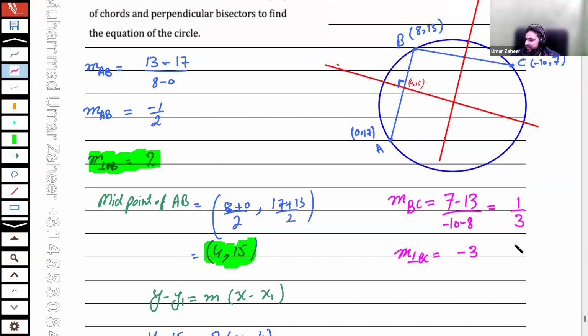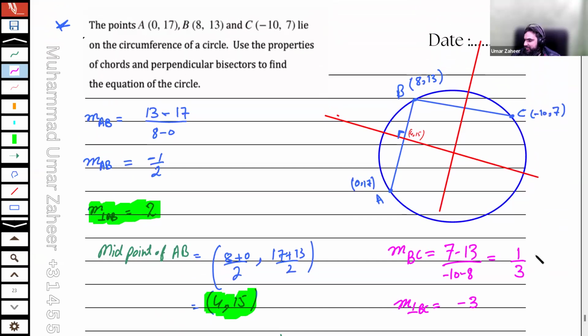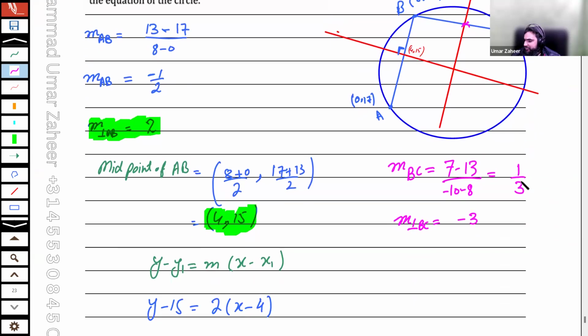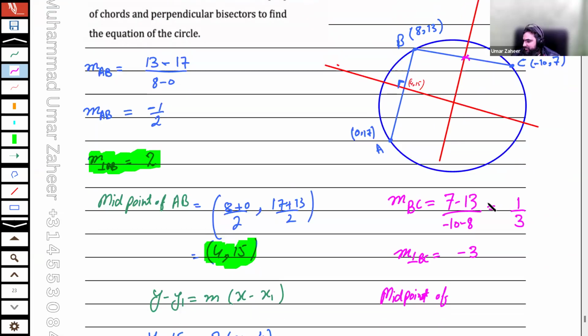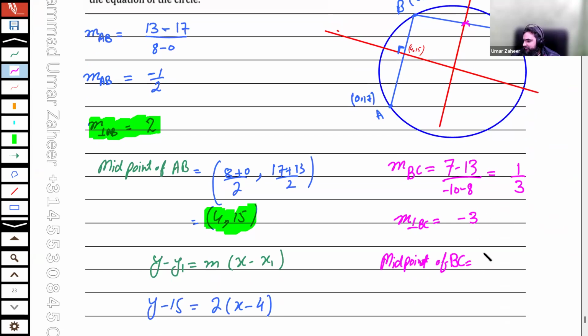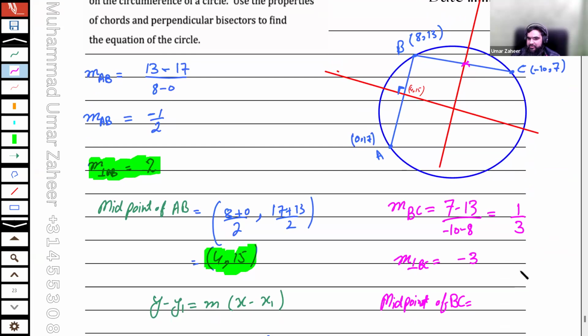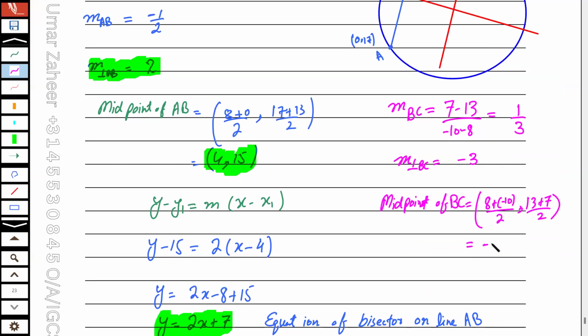Now I need to find the point. This means that I need to find the midpoint of the line BC. That will be equal to 8 minus 10 divided by 2, 13 plus 7 divided by 2. Yes, that will be equal to minus 1 comma 10.